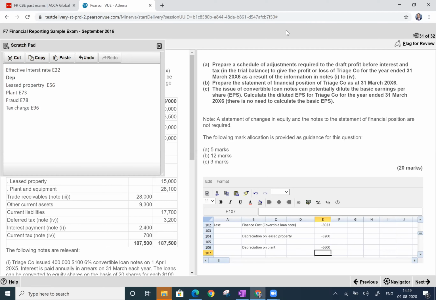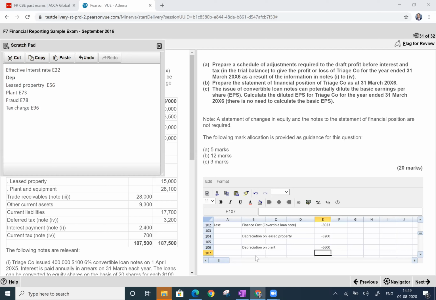Yes, you can directly copy from the Scratchpad and paste it into the Excel or Word answer. Yes, it's possible. But you cannot paste just 'effective interest rate E22, depreciation E56'; that is not possible. But you can copy from the Scratchpad and paste it in the answer sheet. What you have to remember is that whatever you write in the Scratchpad, the examiner will not look at. So don't write any examination answer in the Scratchpad. Whatever you write should be in the Excel sheet or in the Word document. You can copy from the Scratchpad and paste it there.